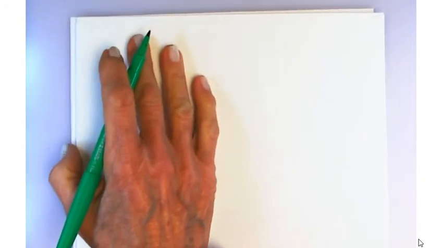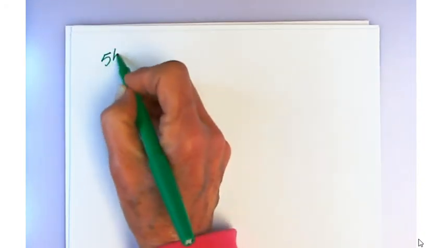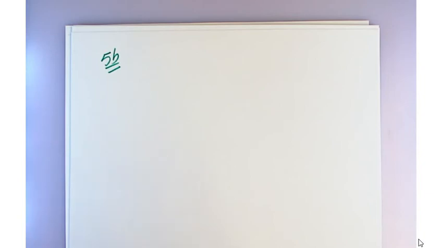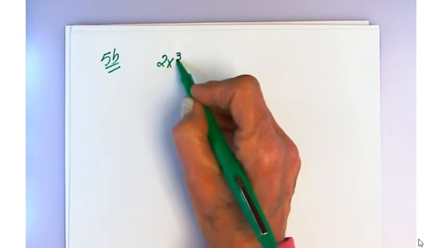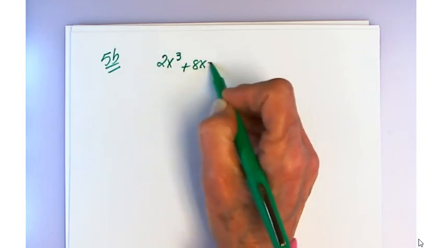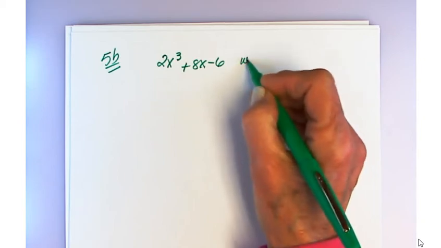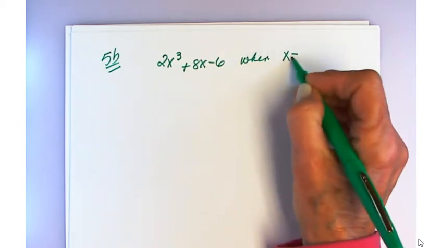So now, I don't think anything here has been that hard. Maybe the terminology is a little bit different for you, but nothing is that hard. So looking at 5b, we're going to evaluate. Find the value of 2x cubed plus 8x minus 6 when x equals 4, 5b.